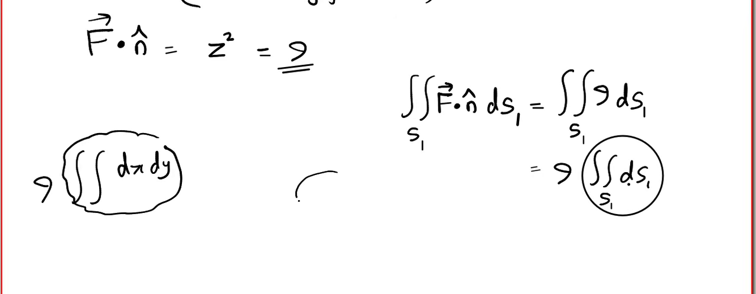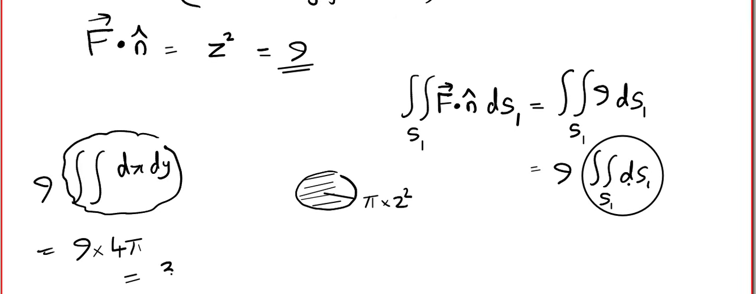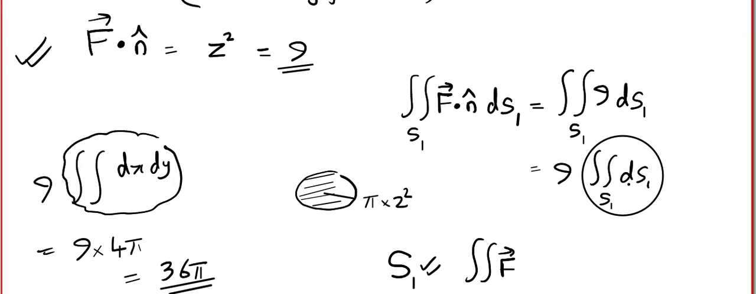Can you see the radius of the circle is 2 units? And the area of the circle will be pi into radius squared. So that will be 9 into 4 pi, so that will be 36 pi. So please note this: for surface 1, double integral f dot n is equal to 36 pi.